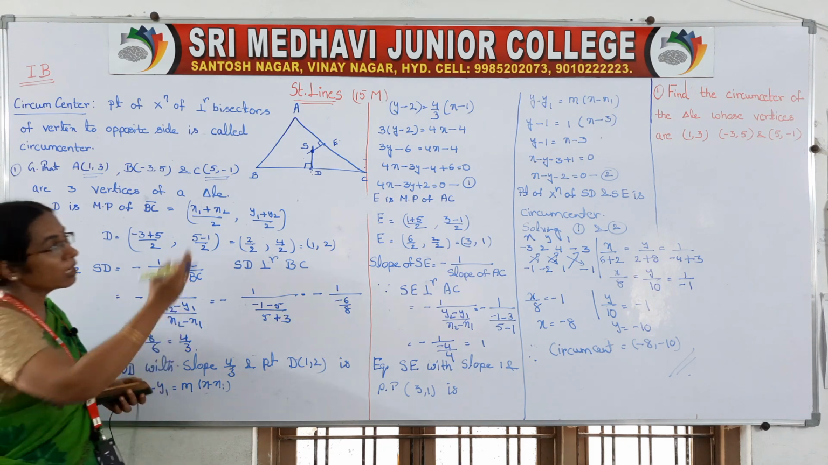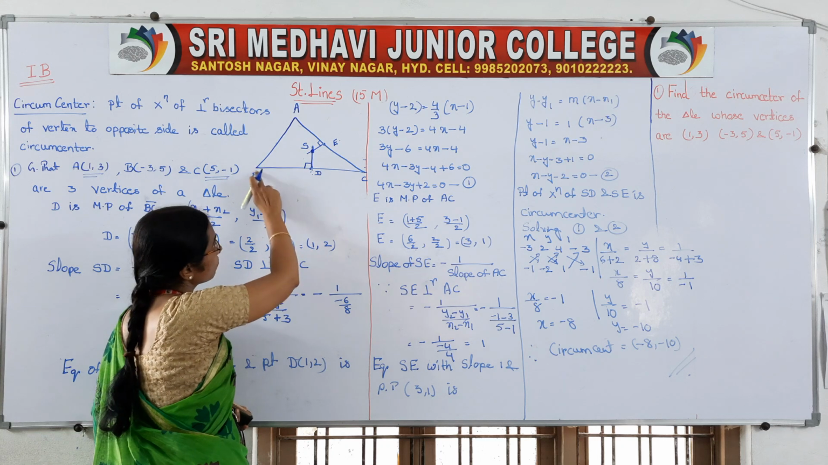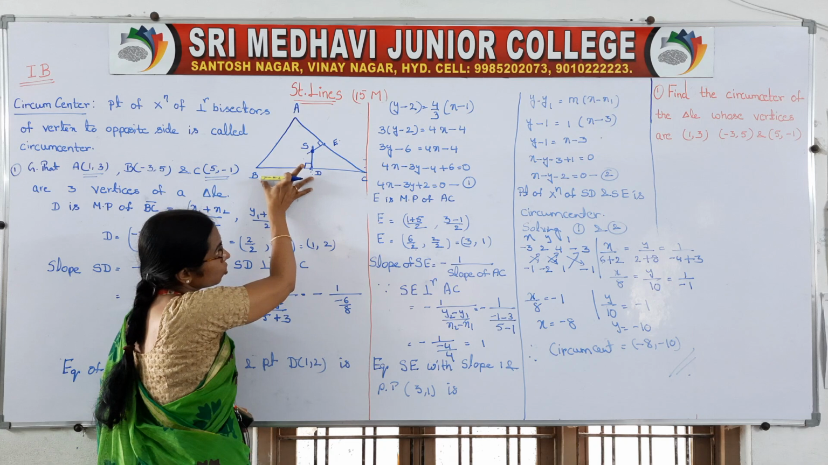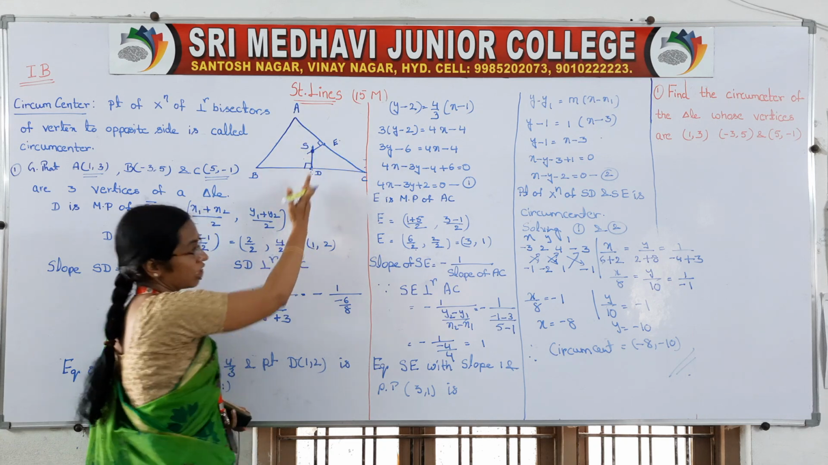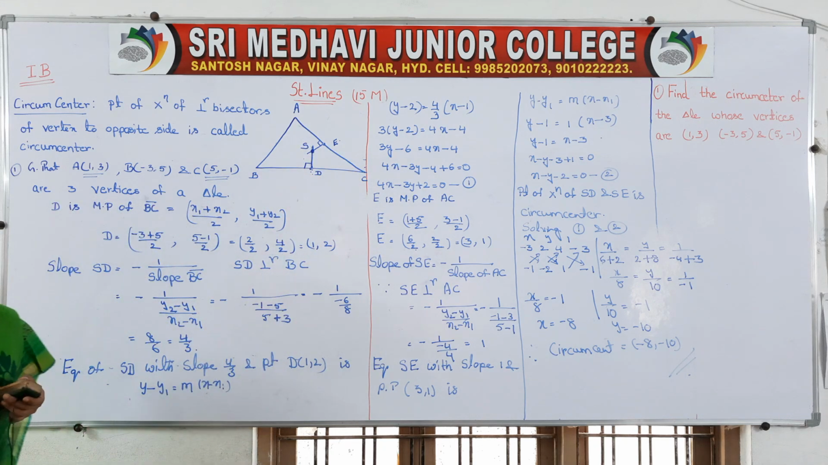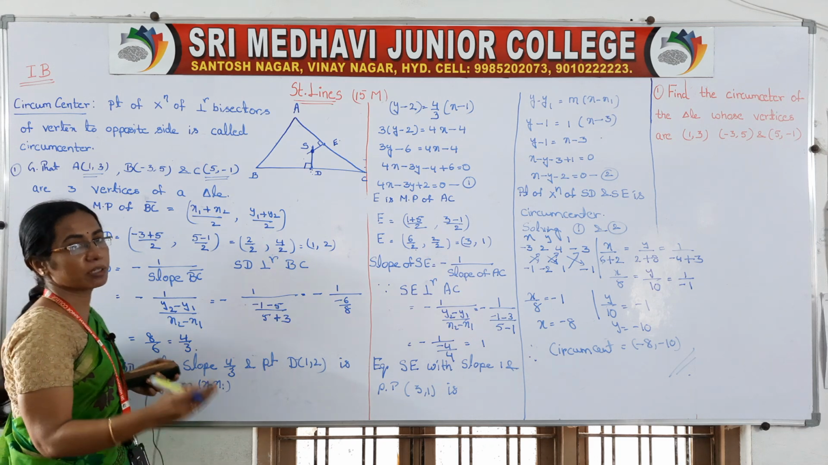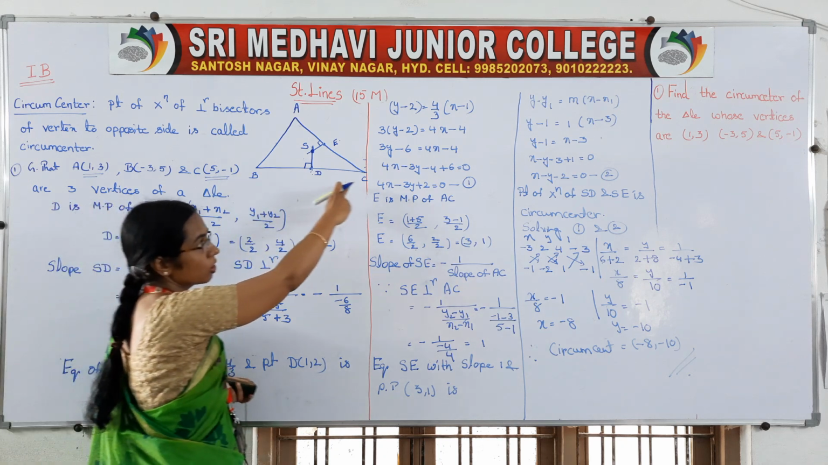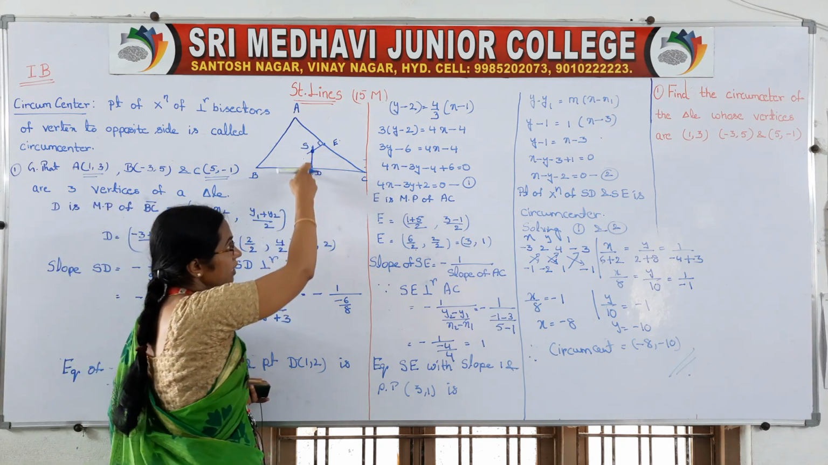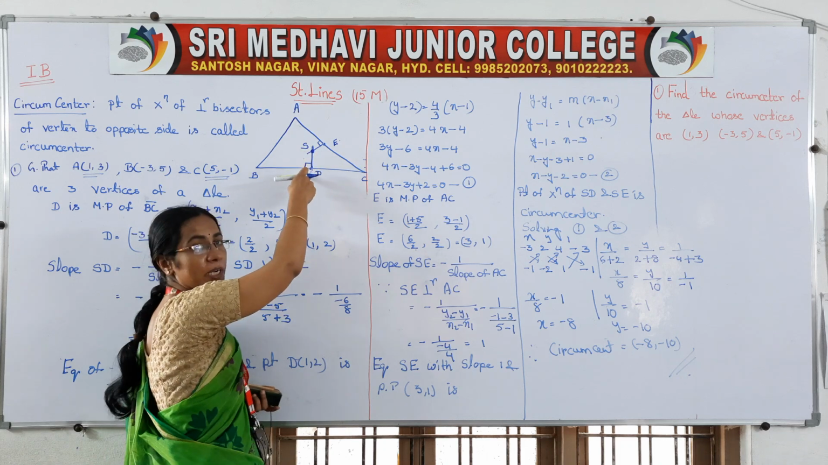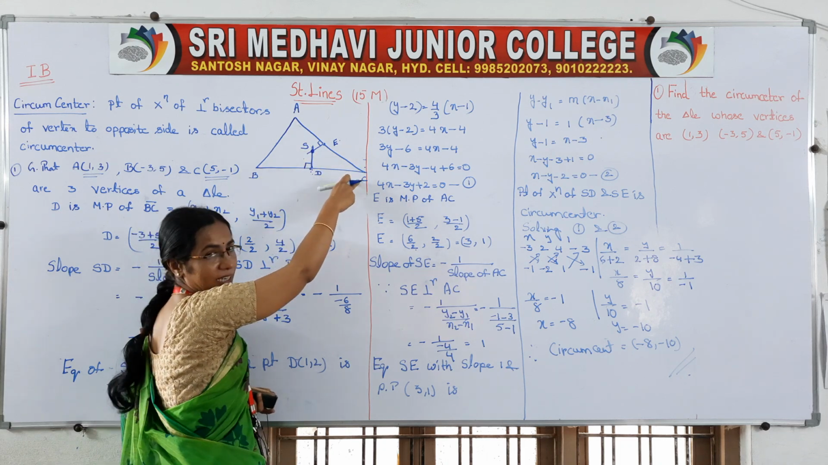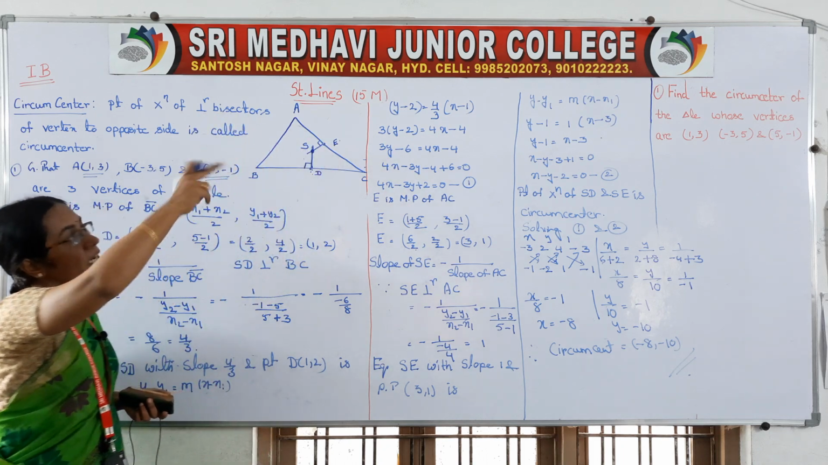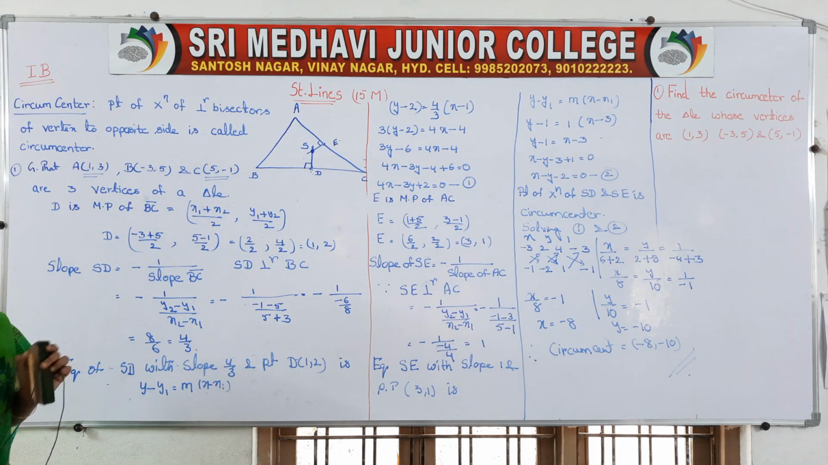Perpendicular bisector means the line which divides this line perpendicularly into two equal parts. Bisection means cutting into two equal parts: section means cutting, bi means two. So this is the line which is the perpendicular bisector of this line. So find SD, find SE, another perpendicular bisector. Their point of intersection is circumcenter.